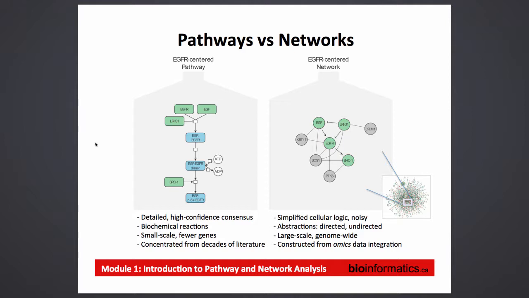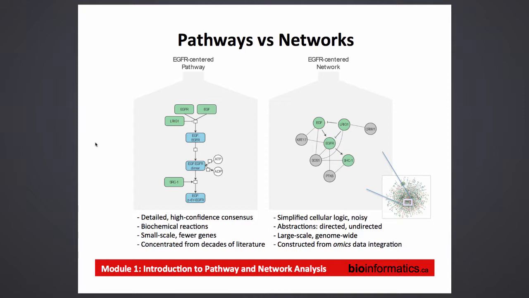Networks, on the other hand, are usually large scale. They're more noisy. They contain perhaps hidden information that's not well characterized in pathway databases. They're abstractions of simplified cellular logic. The edges in the networks are not that clear in what they often mean. Maybe they're physical interactions, maybe they're genetic interactions, maybe they're some sort of activating or inhibitory patterns. But they may contain stuff that we don't really know about yet.